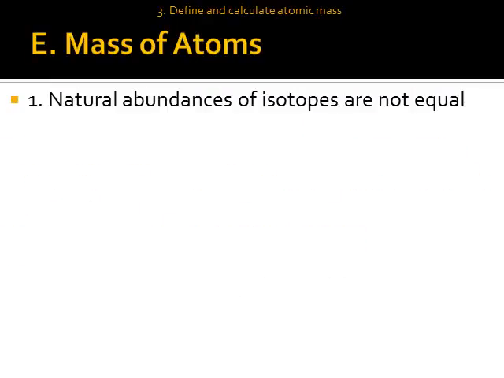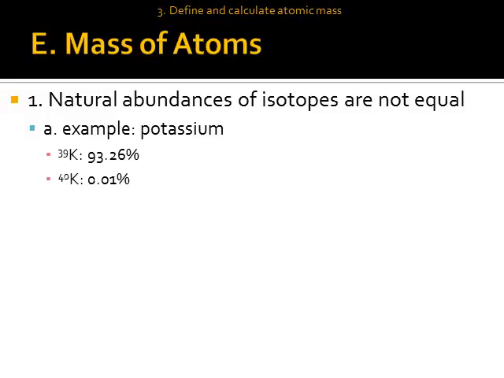So first of all, we want to understand that the natural abundances of isotopes are not equal. What we mean by that is this. If we look at an example, for example, potassium. Potassium has 3 naturally occurring isotopes. However, they don't occur equally, meaning they're not all 33%. So potassium 39 accounts for by far the largest portion at 93.26% of all potassium atoms. And then we have potassium 40, which accounts for only 1/100%, and potassium 41 makes up the remainder.